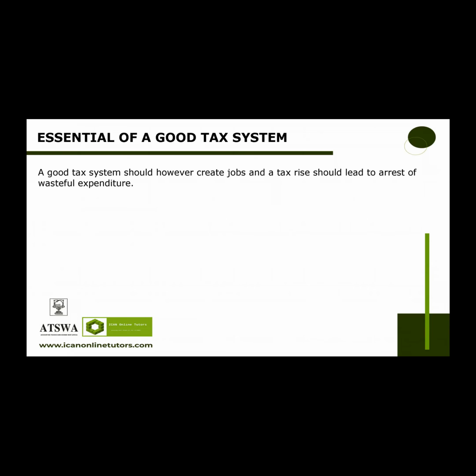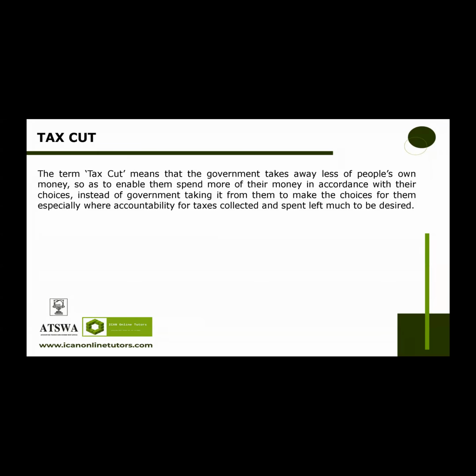So the attribute of a good tax system is to use the proceeds to shape and direct economic activities, stimulate economic activities, redistribute financial resources, and use the income generated to finance social welfare. Is that what we have in today's government? Okay, so now let's take tax cuts.